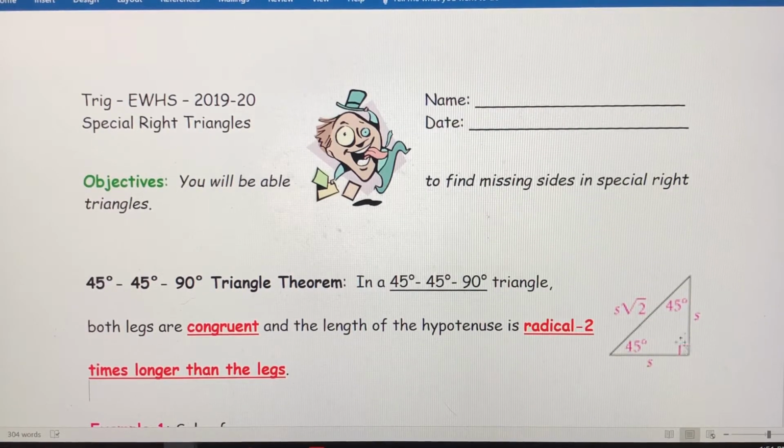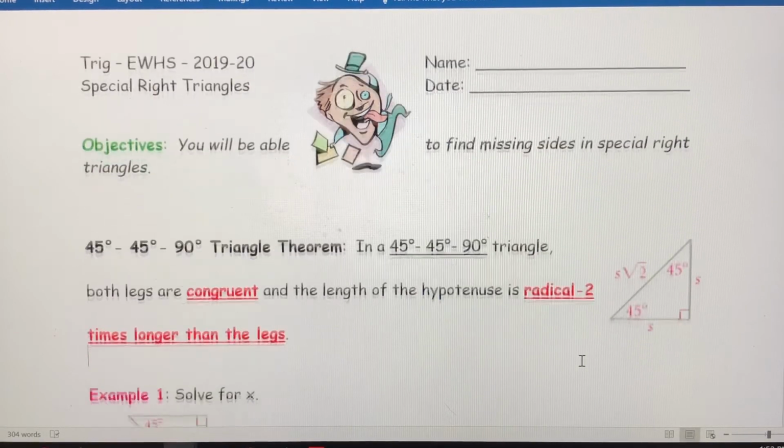Now, because the legs are the same, you can use the Pythagorean theorem to prove this, but if I have an isosceles right triangle, the hypotenuse has to be radical 2 times longer than the legs, always, without fail. So if you know the legs, all you have to do is multiply by radical 2, and that will give you the hypotenuse. If you know the hypotenuse, all you have to do is divide by radical 2, and that'll give you the length of the legs, all right?